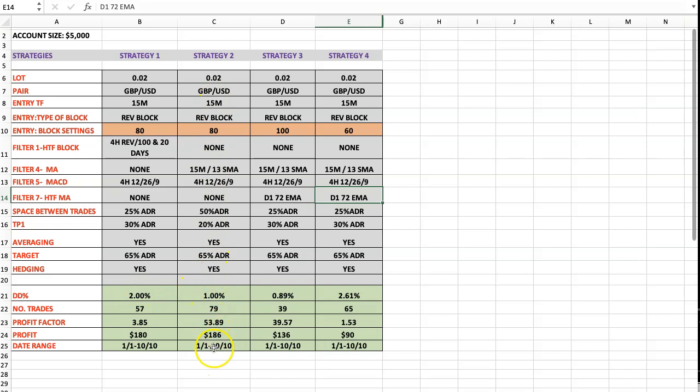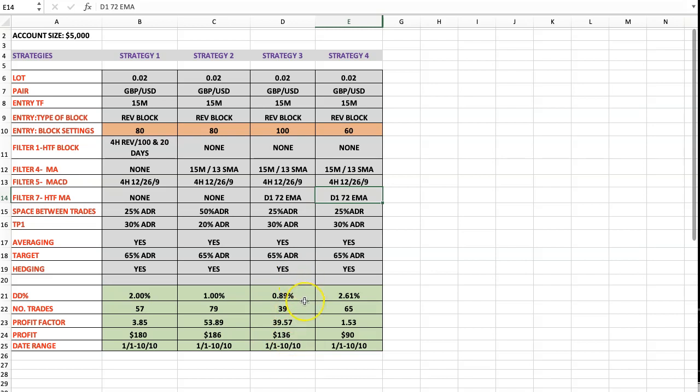So this was good, overall this one was one of the best ones. In the third example, I increased the block settings, and then I added filter number 7, which is the higher time frame MA, the daily 72 EMA. I kept these settings more or less the same as the first example, just to see what we get. The drawdown was way less. We got way less trades, and we got $136 as a profit.